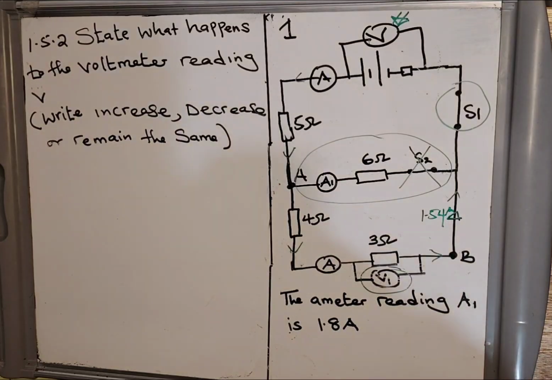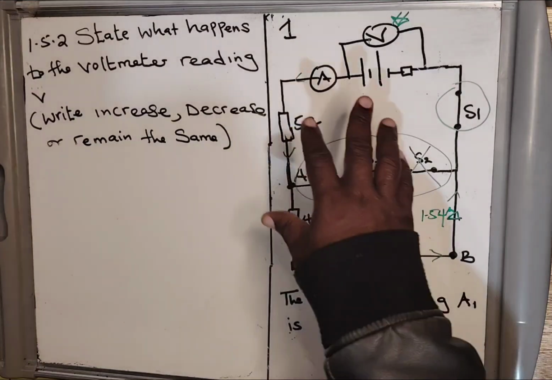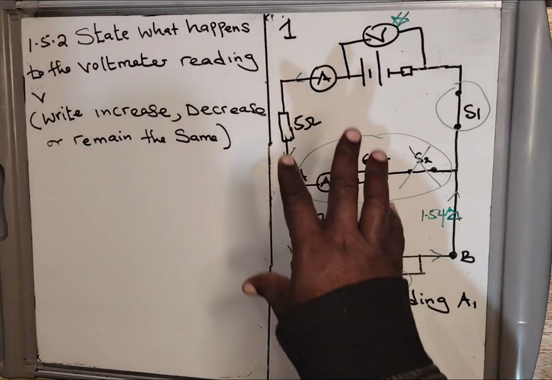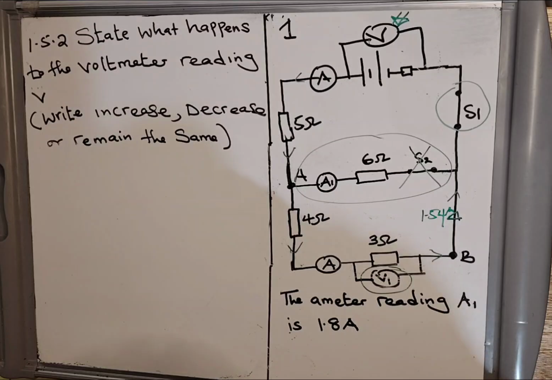State what happens to the voltmeter reading V when the switch S2 is open. That's what we are discussing. So what happens to it requires some bit of explanation. So we are going to just state, and we reserve the explanation for the next question. What I have to remind you is that whatever happens to the resistor here it follows the same trend as the voltmeter.